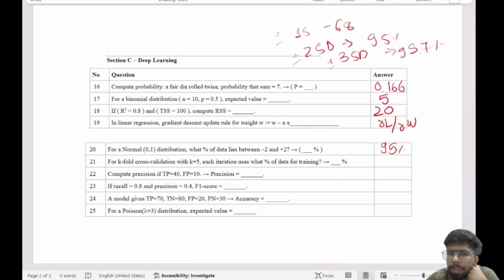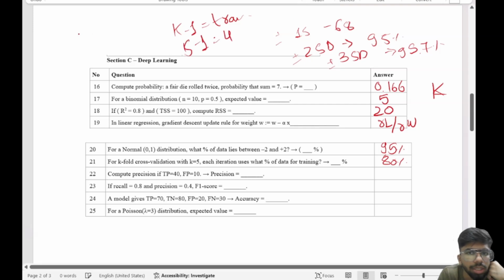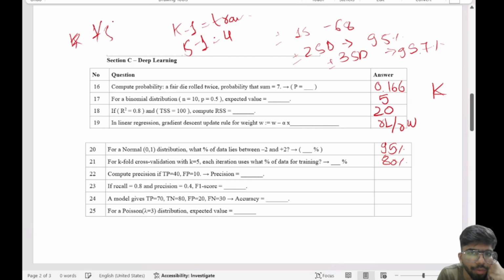In 5-fold cross validation, what percent is used for training? The answer is 80%, because in k-fold cross validation, data is split into k parts, where in each iteration we use k minus 1 folds for training and 1 fold for testing. Here k is 5, so 5 minus 1 equals 4 folds for training, and 1 fold is used for testing. So 1 by 5 equals 20% for testing, and 4 by 5 equals 80% for training. Let me remove that, and then we'll go on to the next question.